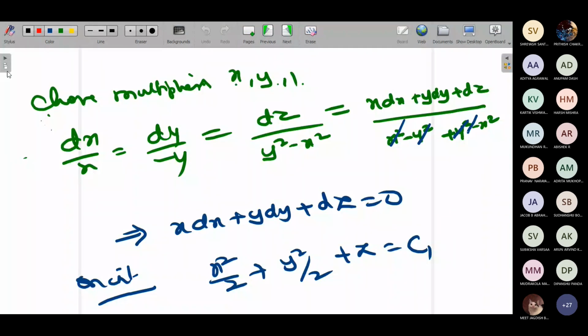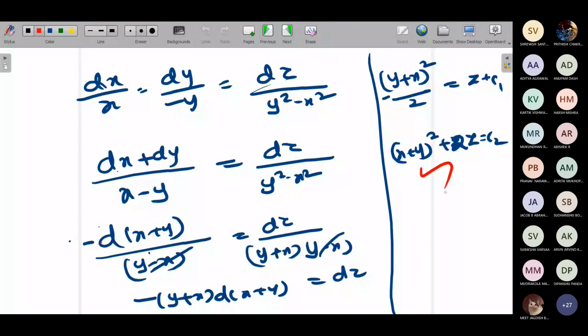Or you can even use multipliers. Choose multipliers also, you will get this answer. Everything is correct. So I have included that slide in this. Is it clear? Either way you can do the problem.